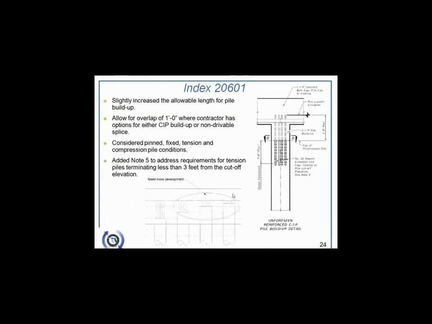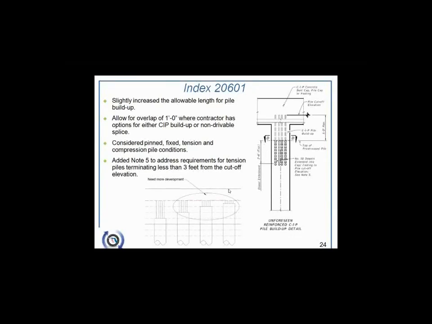All right, Index 2601. We slightly increased the allowable length for pile buildup. There were issues where the contractor was in a zone where he didn't know whether to do the cast in place or what he was to do with his pile if it was too short. So we've modified a detail. We've added a detail to Index 2601, which is the unforeseen reinforced CIP pile buildup detail.